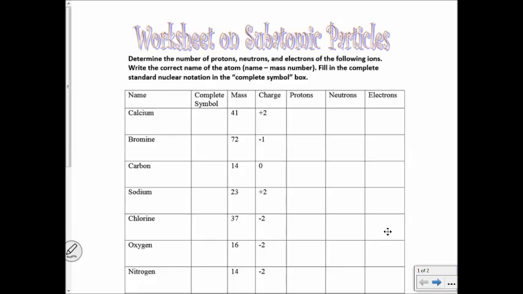Determine the number of protons, neutrons, and electrons of the following ions, and some of them are actually atoms because they are neutral. Write the correct name of the atom. And in parentheses, it tells you the name dash the mass number would be the correct name of the atom or ion. Fill in the complete standard nuclear notation, complete symbol, box.